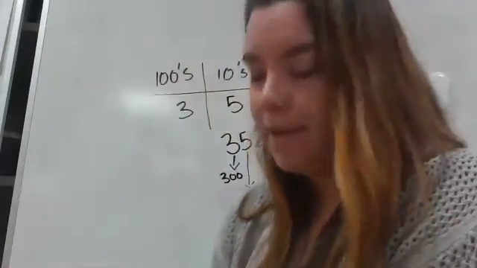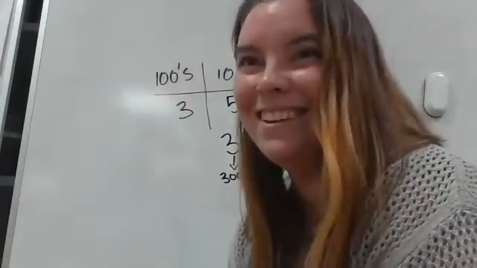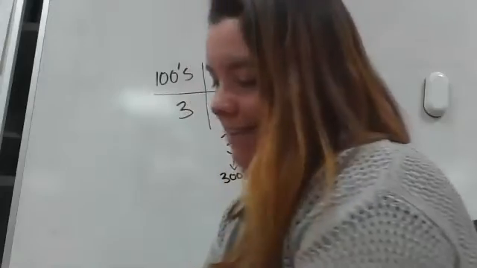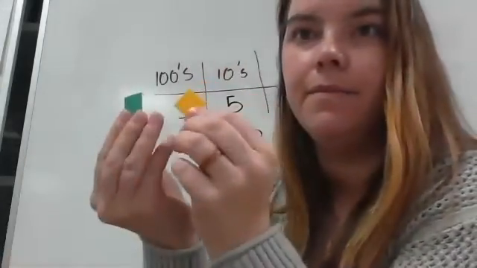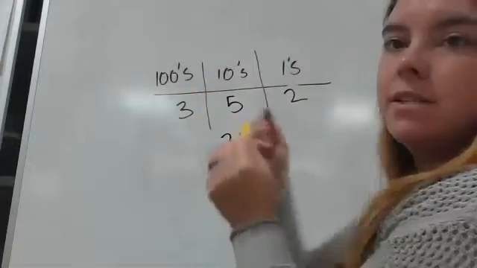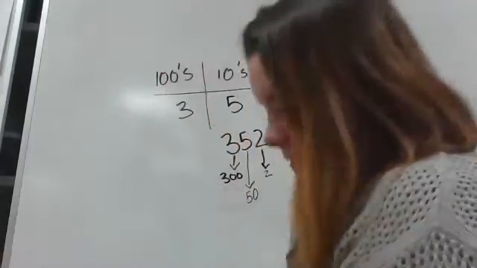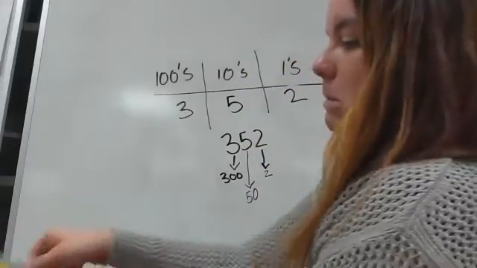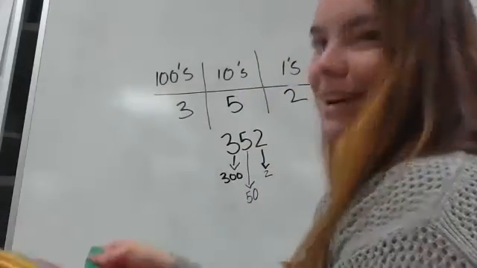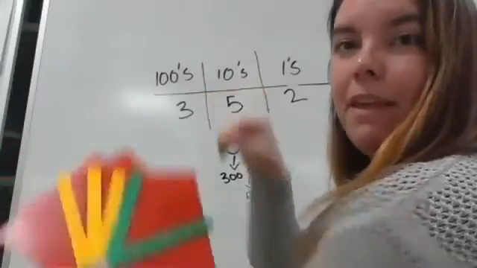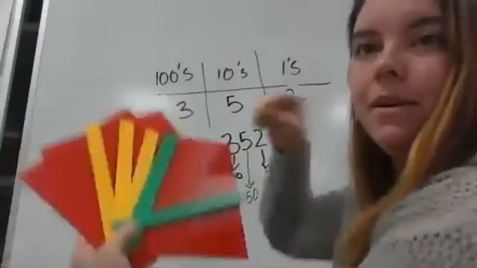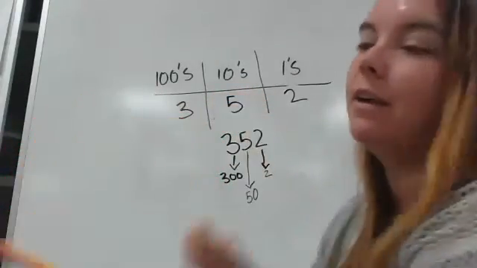I've got a lot of Ziploc bags here. I'm going to have to figure out how to hold this up. I have 2 single ones, right? That's the value of this number, 2 of these. So if I was going to show you this number for what it really is, the value of it, see if I can hold it up. It's a lot. 352. That is how many this number is. This is what that number really looks like.